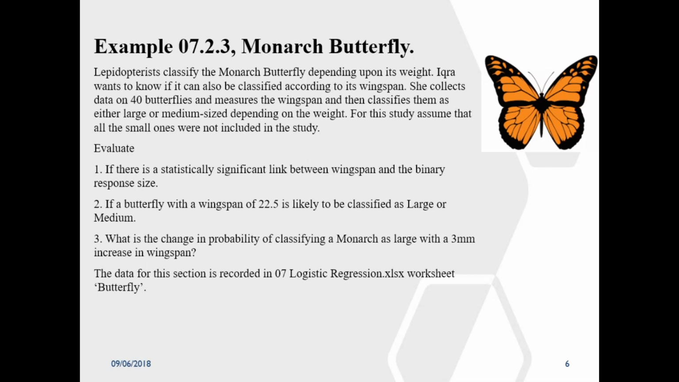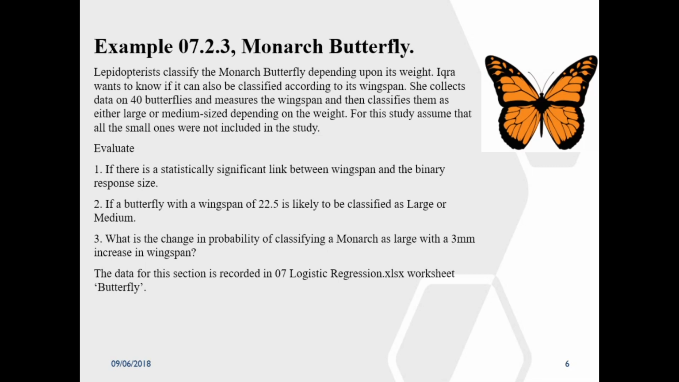Lepidopterists classify the monarch butterfly depending upon its weight. Ikra, my daughter, wants to know if they can also be classified according to their wingspan. She collects data on 40 butterflies and measures the wingspan and then classifies them as either large or medium sized depending on the weight. For this study, assume that all the small ones were not included in the study.